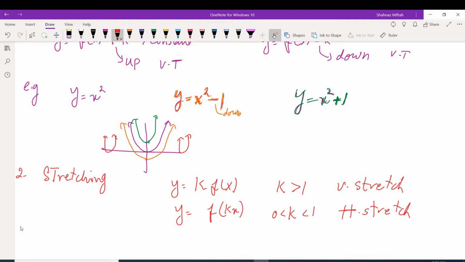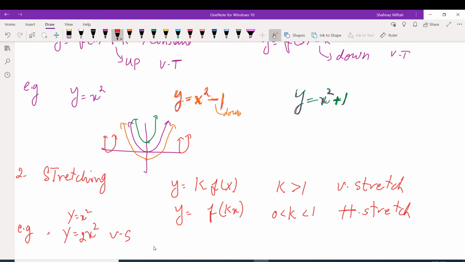The example for both of them. For example, I have y equal x squared, and I change it to y equal 2x squared, right? The original function is y equal x squared, but I changed it to 2x squared. Do you see this is a k in the beginning of the function x squared, which means I'm talking about a vertical stretch, and it's greater than 1. So this is my vertical stretch.